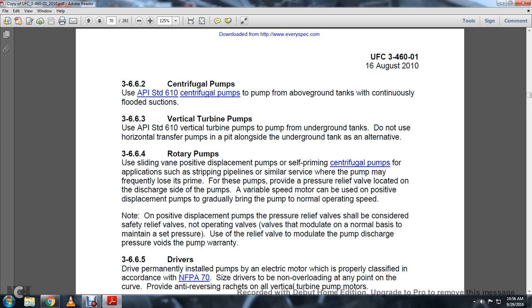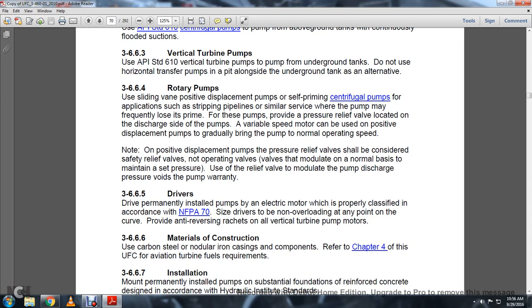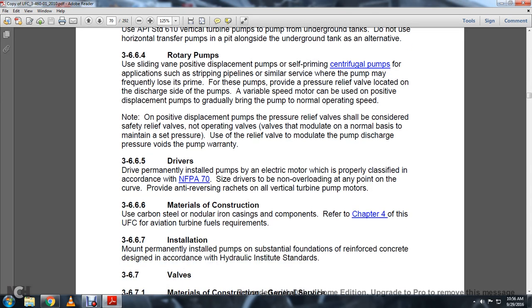Use the relief valve modulated with the pump discharge pressure over the permanent warranty.